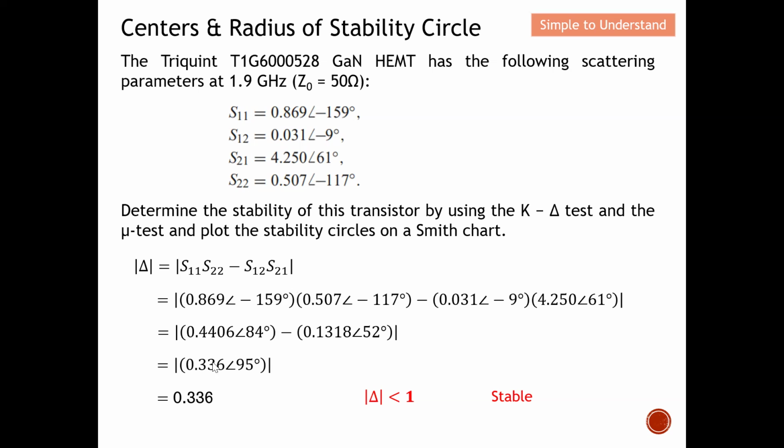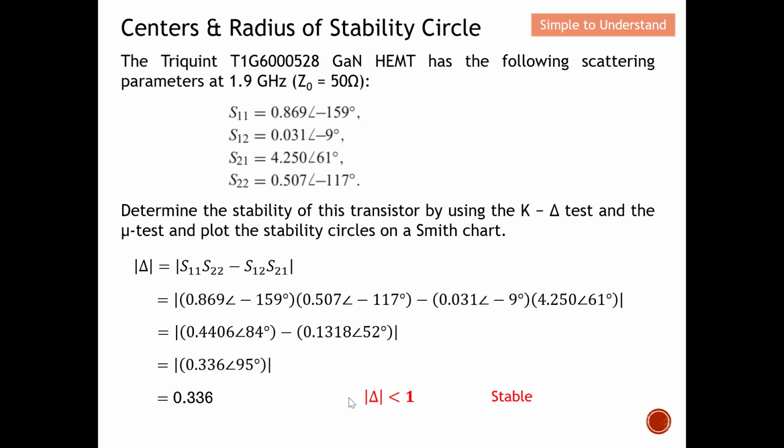So basically you can calculate that this is the determinant of the scattering matrix, because we just need the magnitude. Therefore the answer is 0.336. This number is less than 1, so we can say that this is unconditionally stable, one of the so-called criteria it meets. Therefore we can conclude that the amplifier will be stable rather than unstable.